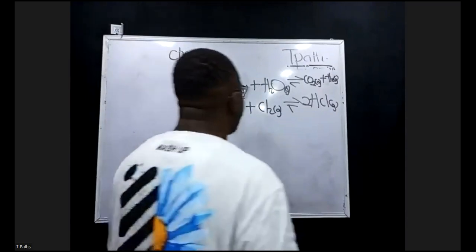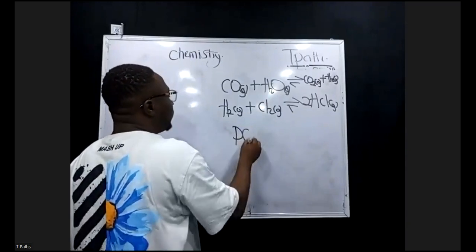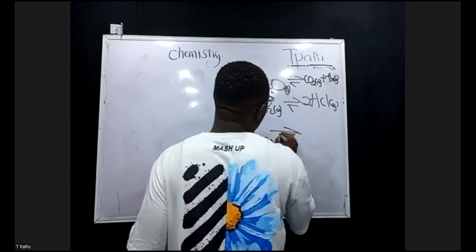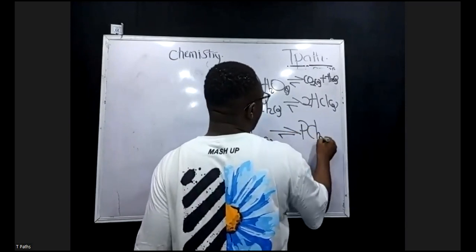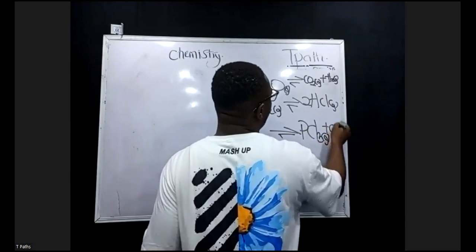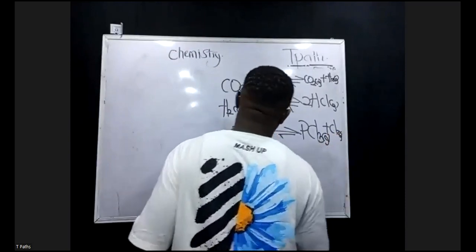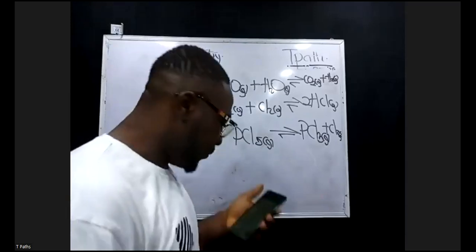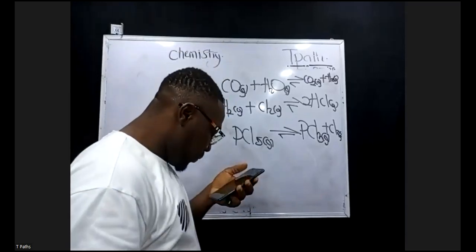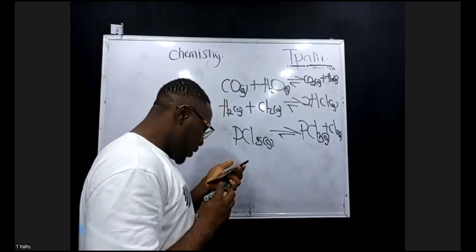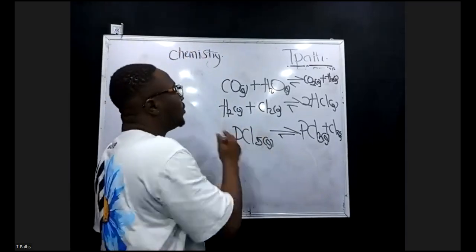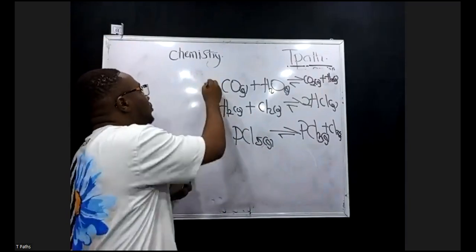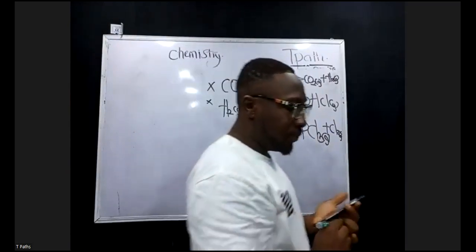It is different if you consider a reaction like PCl5 giving PCl3 plus Cl2. In that case, you have one mole here and two moles here. Therefore, pressure will affect the system. But in this other case, pressure will not affect the system. Is that clear?